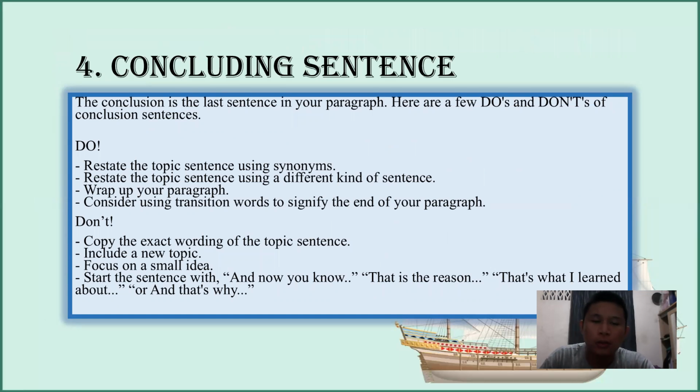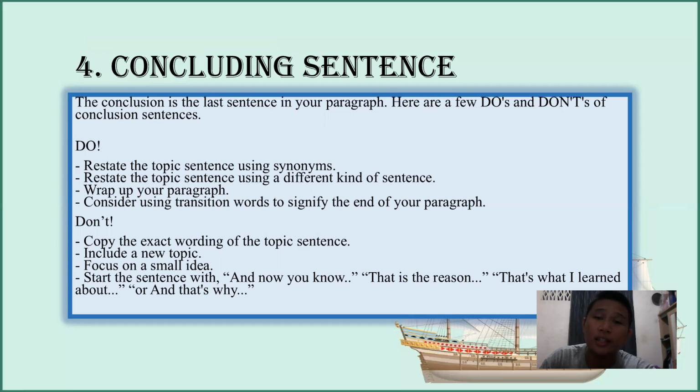Next, concluding sentence. The conclusion is the last sentence in our paragraph. A concluding sentence indicates that we are bringing closure to our paragraph. Writing a concluding sentence may not come as easily as we think. So many writers fail to realize that it closes out the final thoughts about the topic on which they're writing.